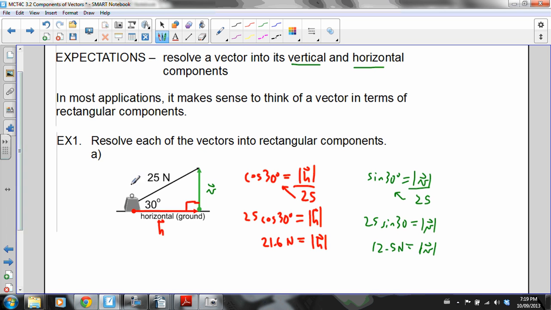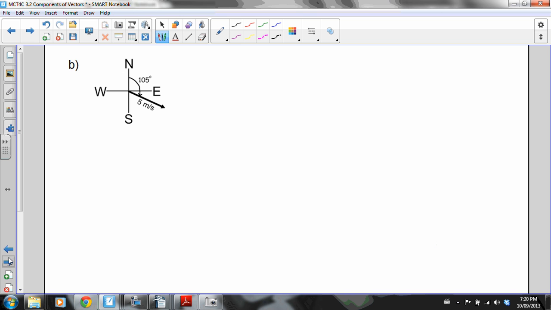So this force that's pulling the weight at a 30-degree angle could be thought of as two separate forces, rectangular forces at 90 degrees, one that's pulling it horizontally along the ground, and a different force that's pulling it straight up in the air. And that's what we talk about as rectangular components. In the next example, the rectangular components are directions that we're used to, right?